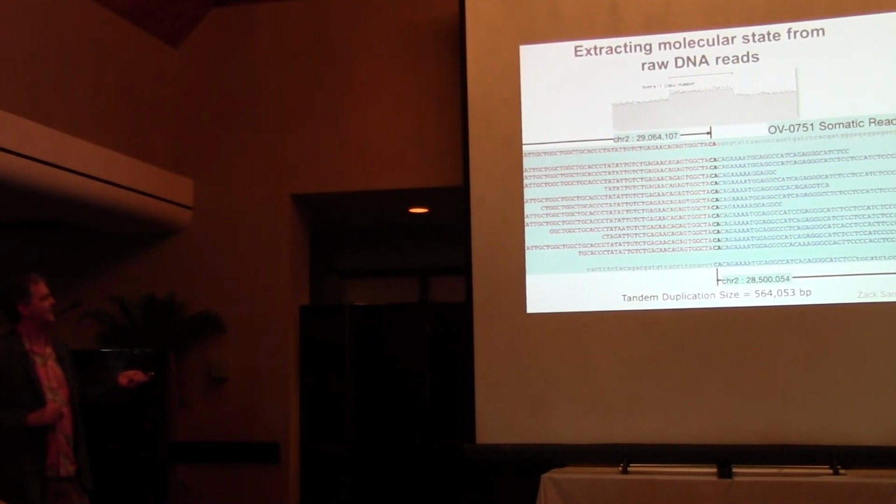And what's happened here is an unusual event. This part of the read matches this part of the reference genome. The second part of the read matches a different part of the reference genome. So this is the reference genome ending at 29 million on chromosome 2. And this is part of the reference genome at 28 million, so back earlier in the reference genome. So this is what's called a split read. Part of it matches one place in the genome, part of it matches another.